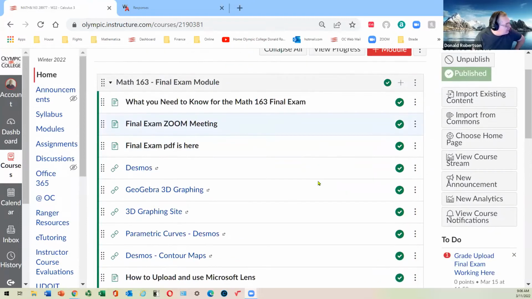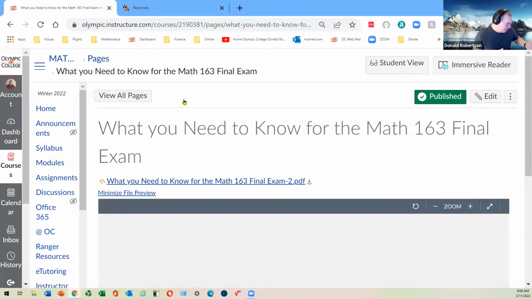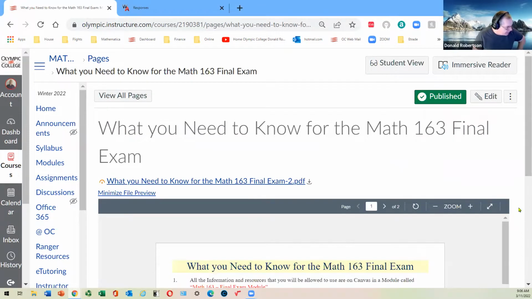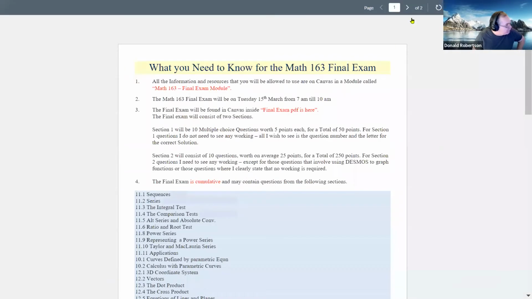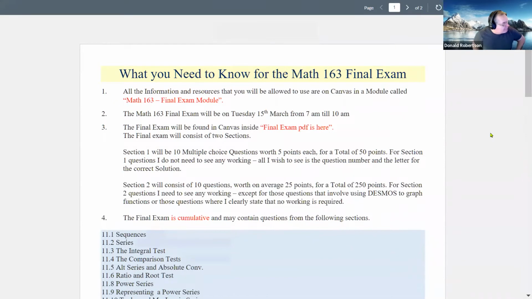You should be looking at our Canvas right now. So I'm going to give you a rundown of what you need to know for your final. You don't need to write any of this because everything I'm saying is basically written down here, although if someone asks something that's not written down here, you might pay attention to it. All the information that you need is in that one module.